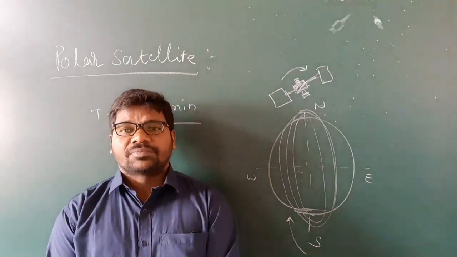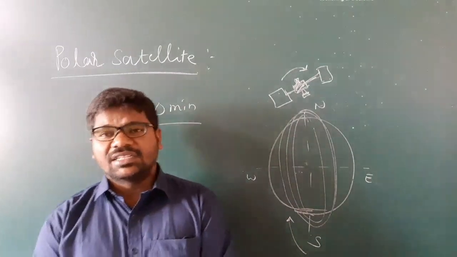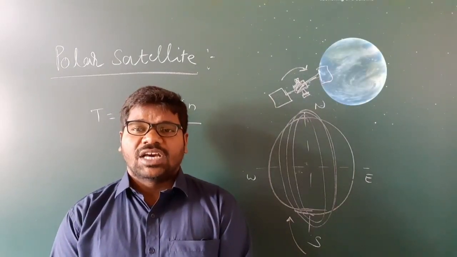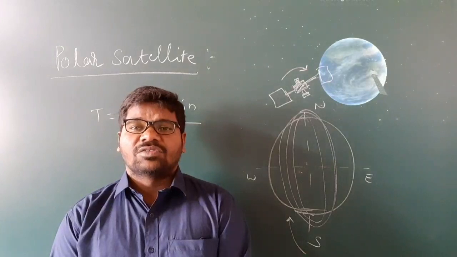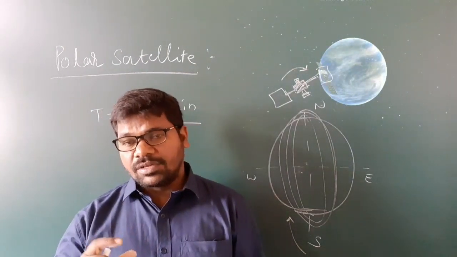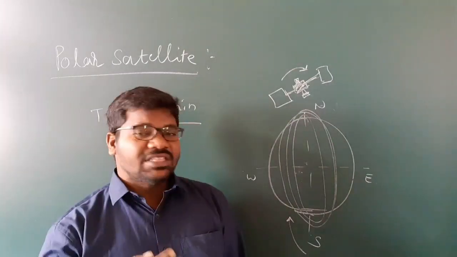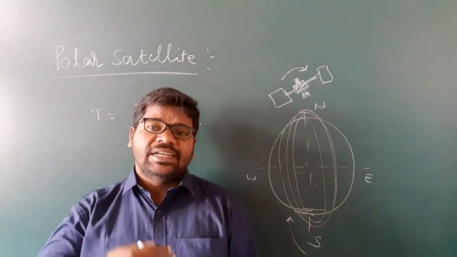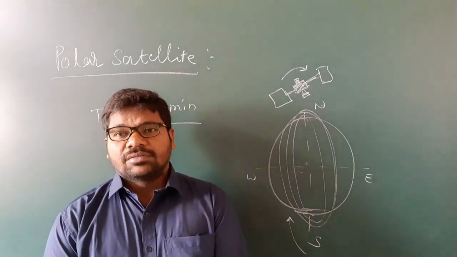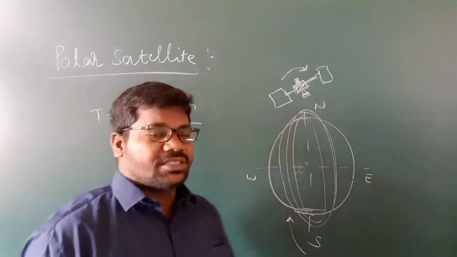Okay, my children. So this is about polar satellites or sun synchronous satellites, which always pass from north to south, south to north. In this case the Earth also rotates about its own axis, so by this the satellite covers the entire area of Earth. After this we have to discuss weightlessness.